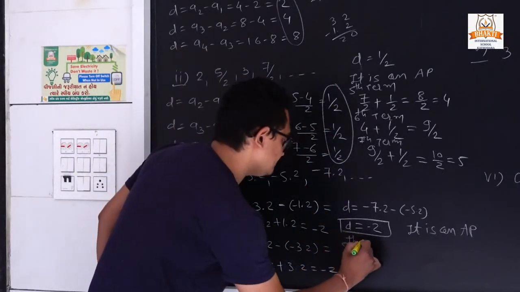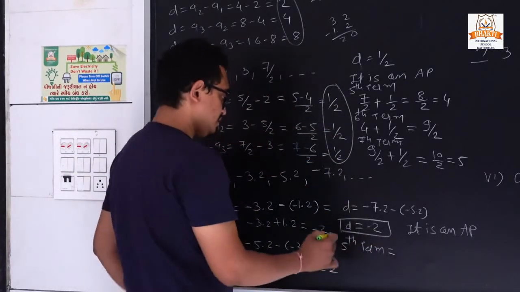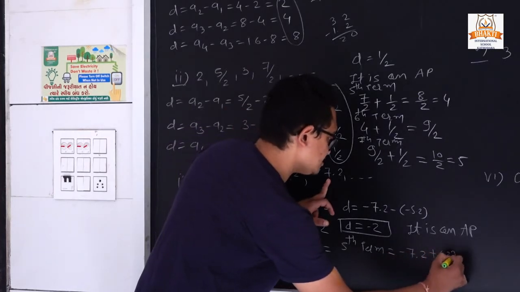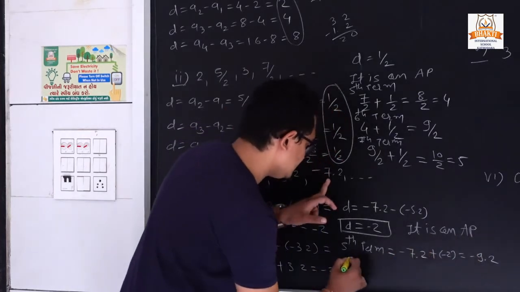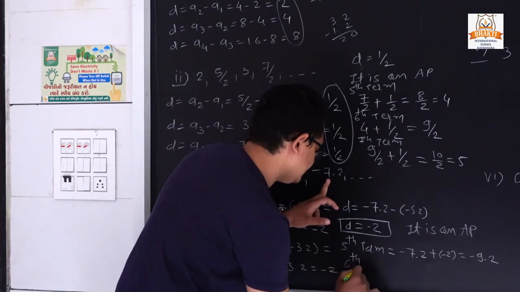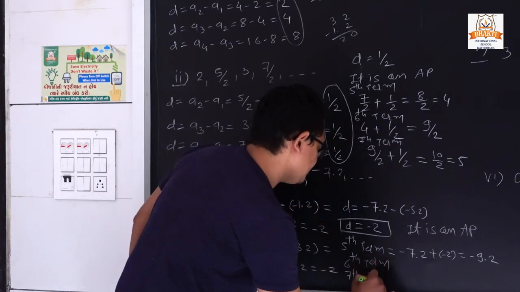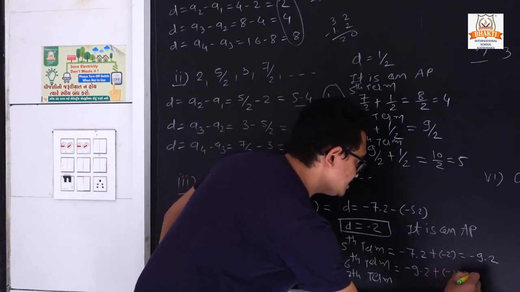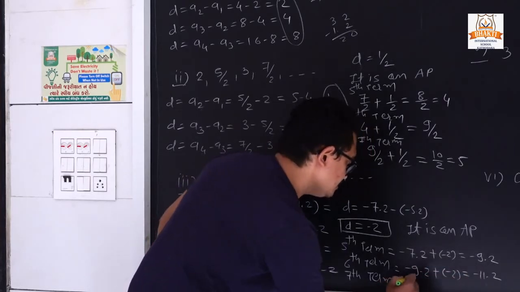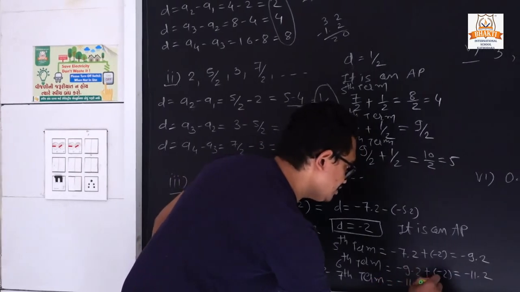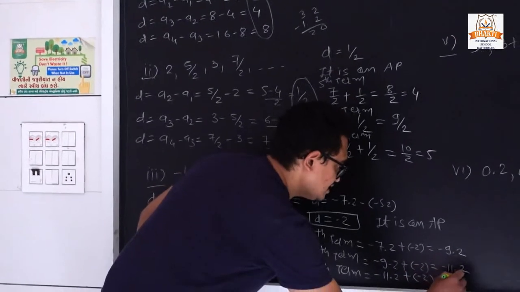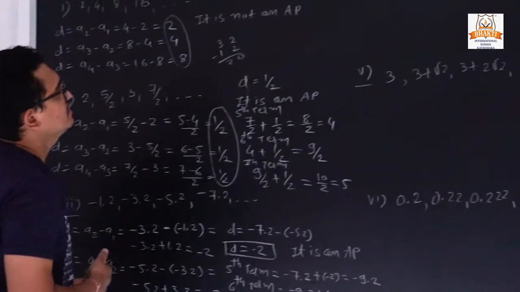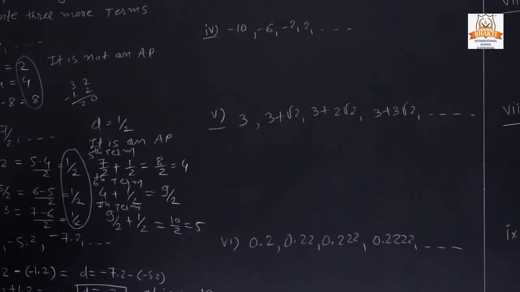So the 5th term: minus 7.2 plus in bracket minus 2, so it is minus 9.2. The 6th term and 7th term: minus 9.2 plus in bracket minus 2, so it is minus 11.2. Then minus 11.2 plus in bracket minus 2, so minus 13.2. Now the next question, number 4.